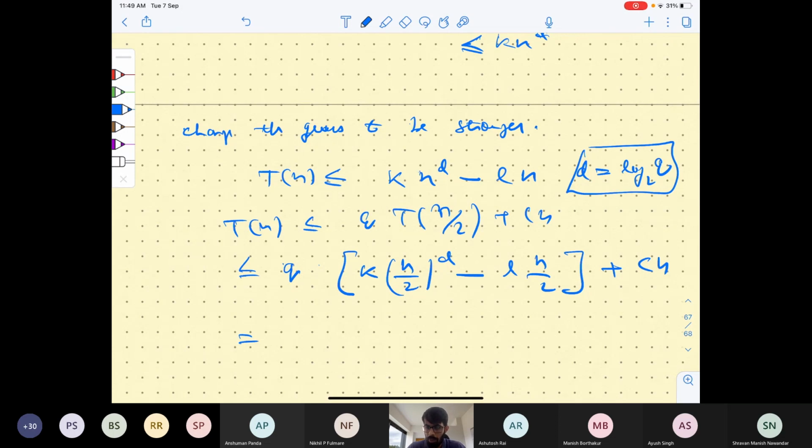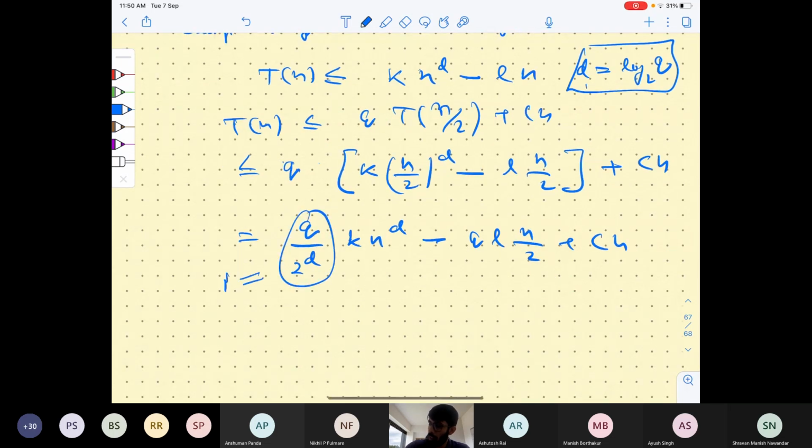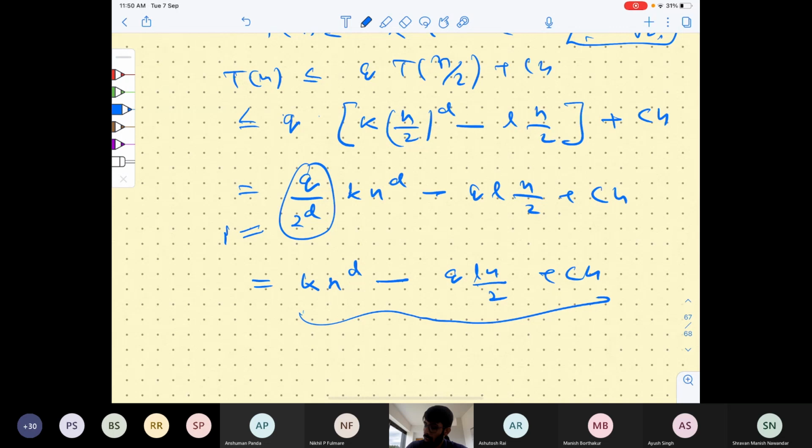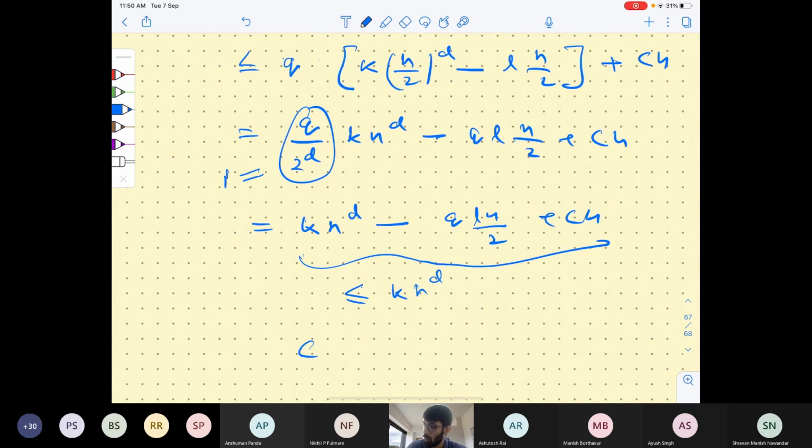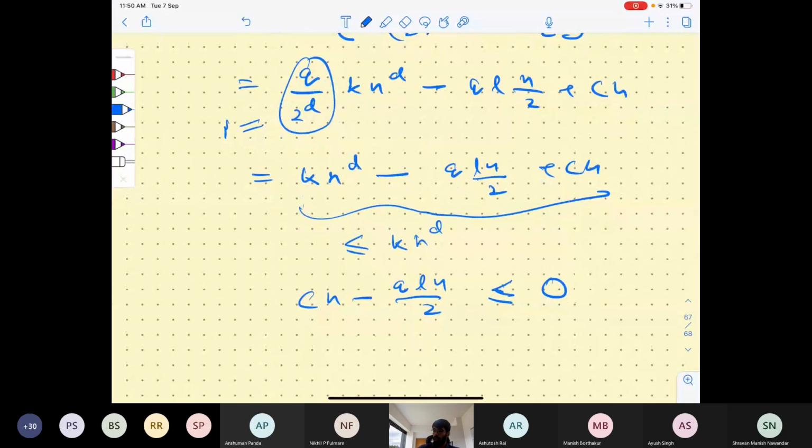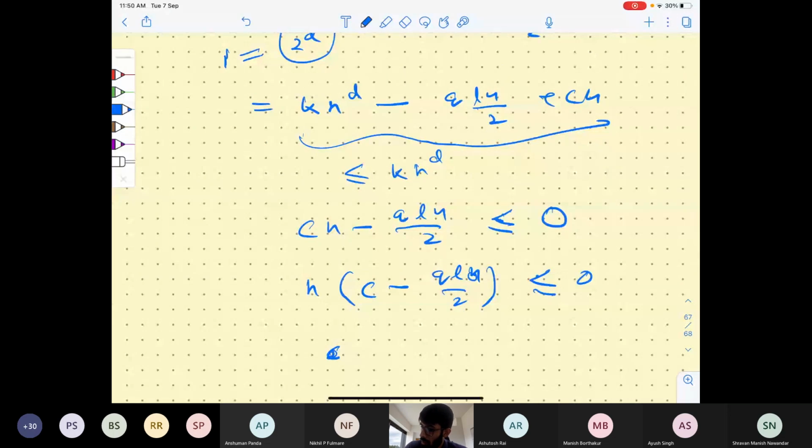If you solve this, I'm going to write the simplified term. So q over 2 to the d, again, k n to the d minus q l n over 2 plus Cn. I'm not simplifying yet. So this is 1 because we have d is equal to log 2 base q. So it's equal to k n to the d minus q l n over 2 plus Cn. And then we want this whole thing to be less than or equal to k n to the d. That means we want Cn minus q l n over 2 to be less than or equal to 0. And so basically we want C minus q l over 2 to be less than or equal to 0.